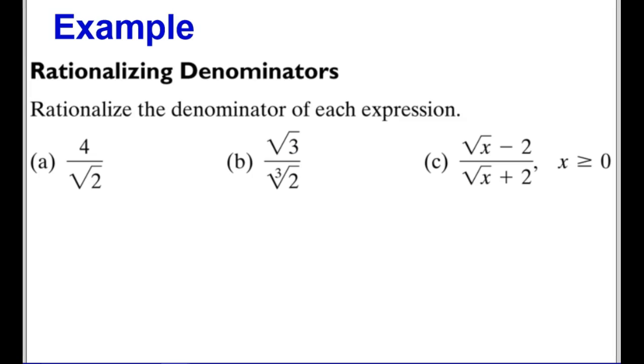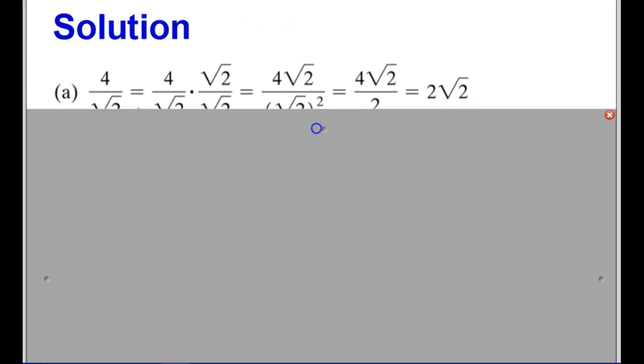So we're going to look at some examples. First we're rationalizing the denominator, and I know I need to do that because I see radicals in my denominators. So let's look at these solutions.